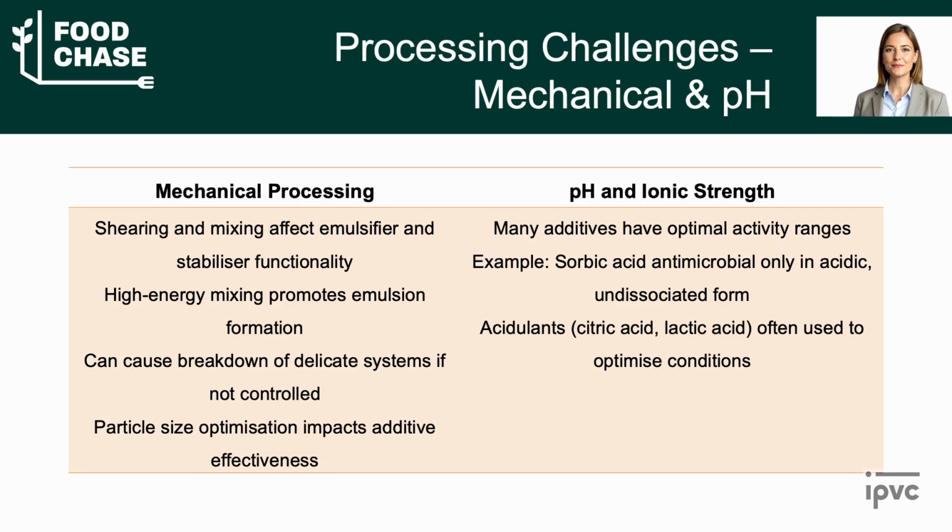pH is critical. Some preservatives only work when they're in their undissociated chemical form, which happens in acidic conditions. Sorbic acid is a perfect example. It's only antimicrobial in acidic foods. That's why you often see citric acid and sorbates used together. The acid creates the optimal pH for the preservative to work effectively.